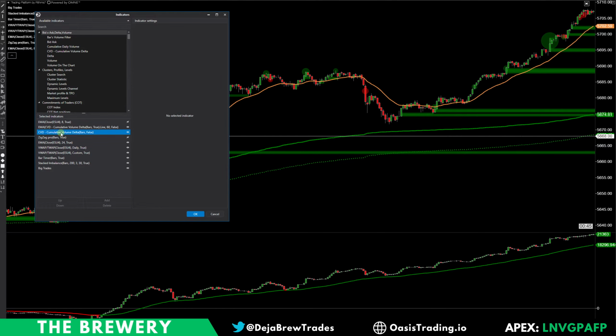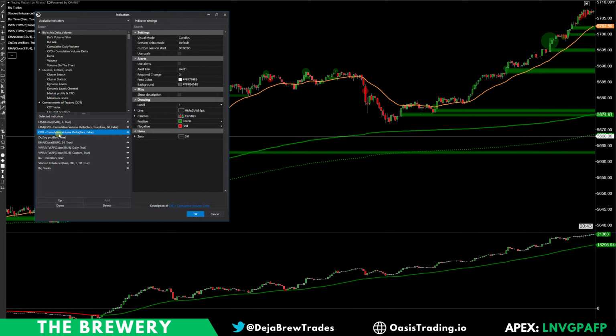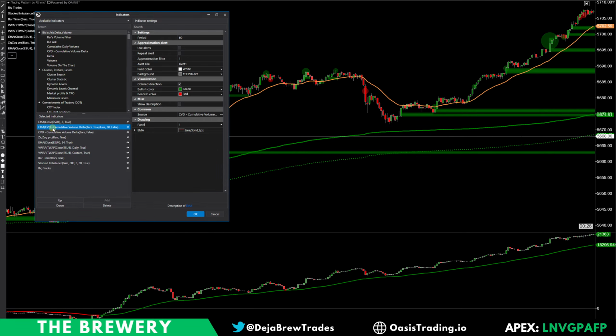With the delta, here is the CVD. That's what the delta is. I like to have a moving average. If you see this moving average on my delta, this is on a 1 minute chart. So I like to have a 1 hour moving average. To do that, I need a 60 EMA. So right here, I have a 60 EMA tied to the delta.